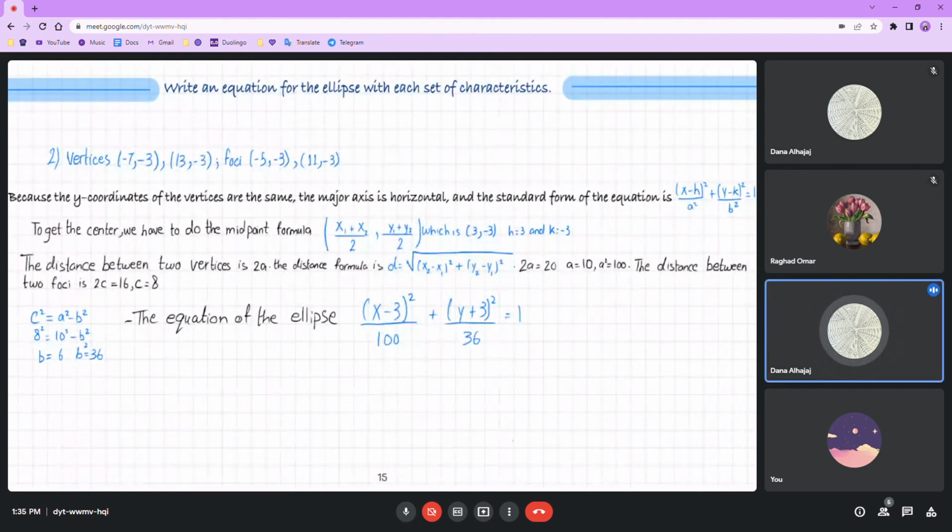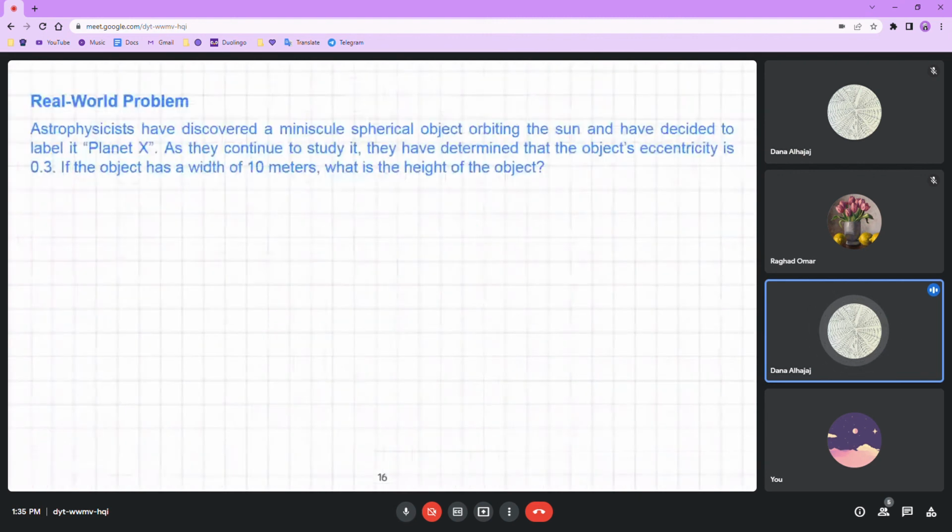Astrophysicists have discovered a minuscule spherical object orbiting the Sun and have decided to label it as Planet X. As they continue to study it, they have determined that the object's eccentricity is 0.3. If the object has a width of 10 meters, what is the height of the object? First of all, we know that eccentricity equates to c over a.